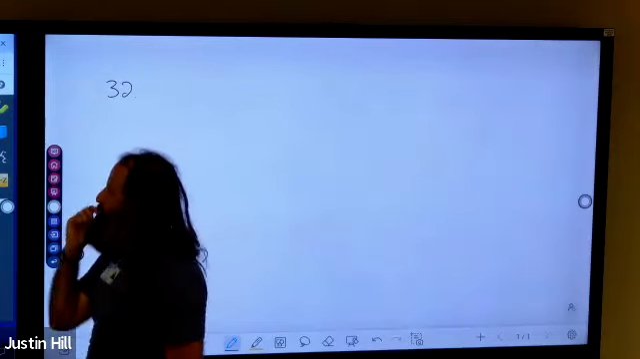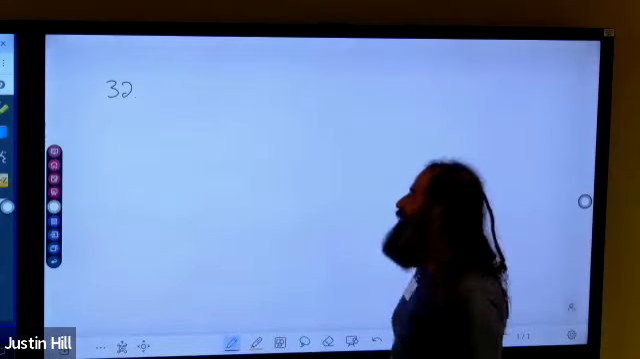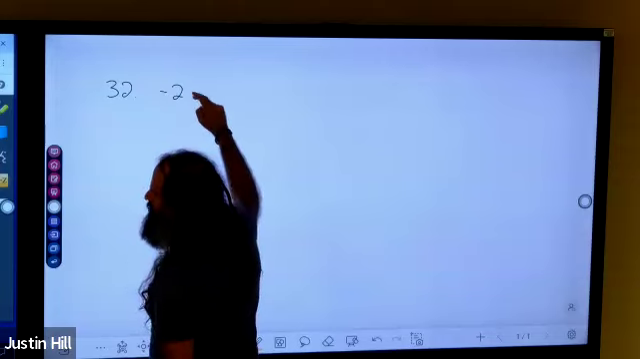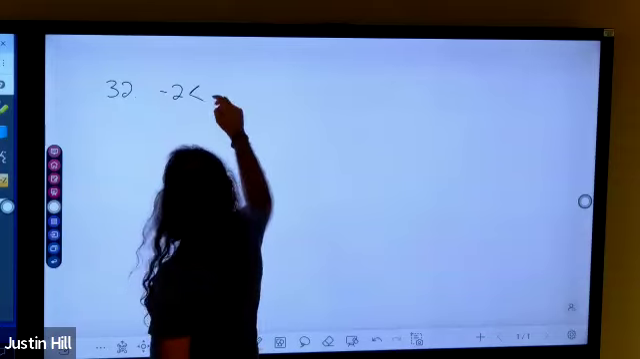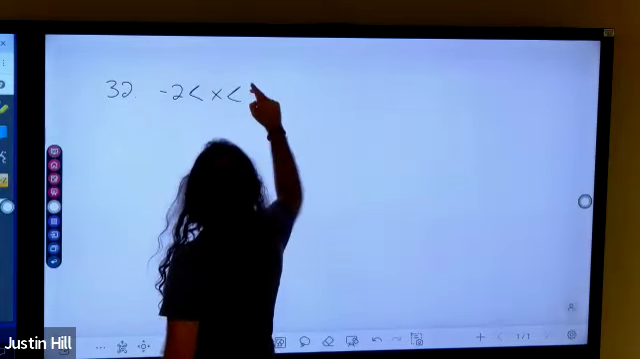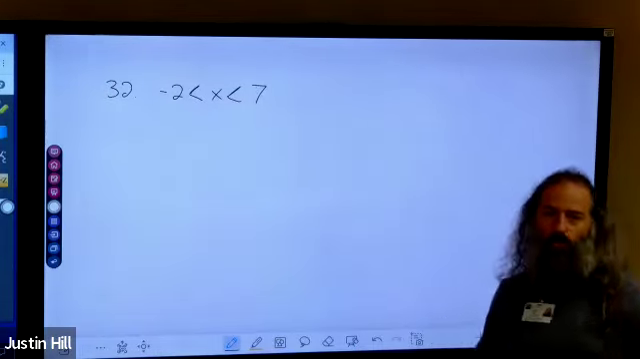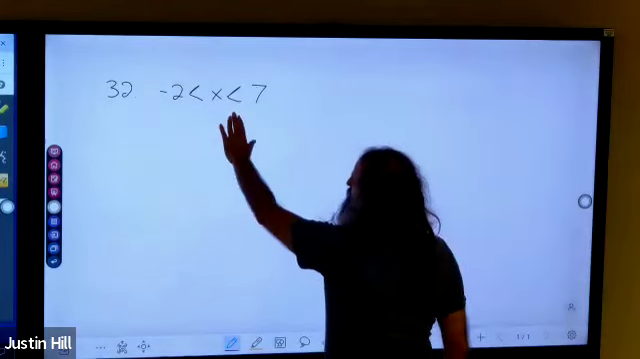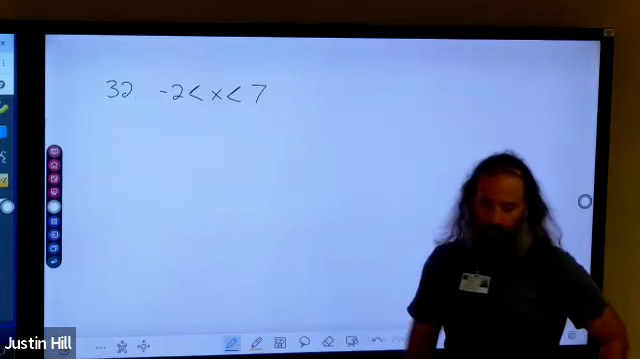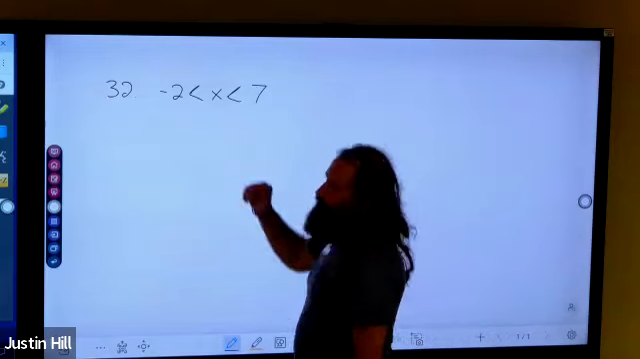In 32 and 36, they're saying use De Morgan's law to write the negation of this statement. They give you something you've seen in mathematics before. So 32 says -2 is less than x is less than 7. This is the way we're used to seeing inequalities. What we're trying to say here is x is any number between -2 and 7, but not including -2 and 7. And we want to write the negation of this.